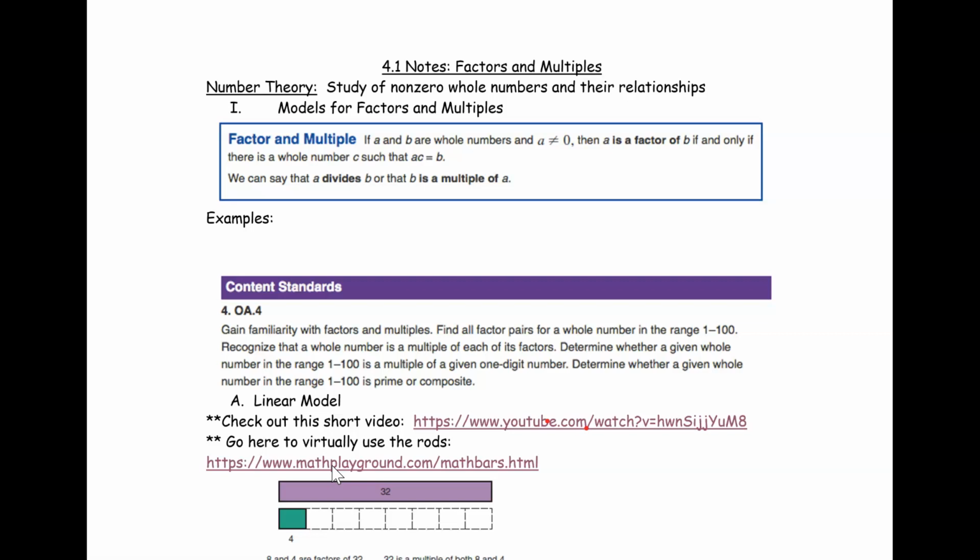Welcome to section 4.1, which is on factors and multiples. We're going to start off by just defining what a factor and multiple is, and then we'll jump into how do you actually find them and use some different models and pictures and blocks to find them.